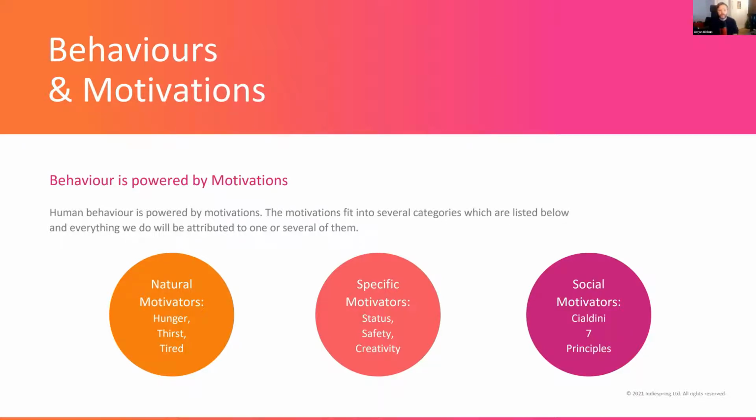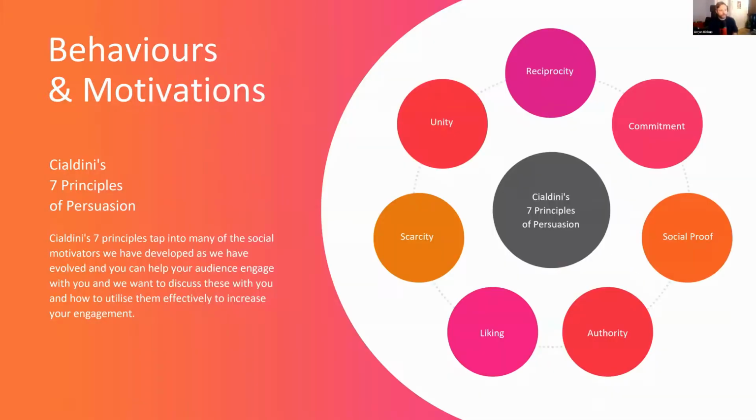However, humans are as a whole social creatures, and this has led us to develop other global types of motivators that we often take action on. These are based around social interaction, and they're summed up by Cialdini's 7 principles, which you can see here.